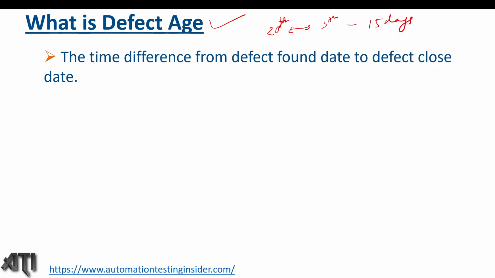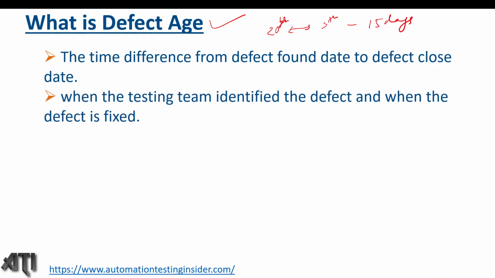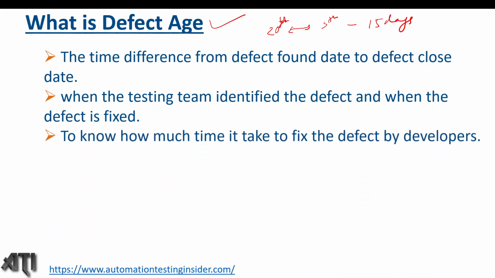This is calculated in days or in hours, between when the testing team identified the defect and when the defect is fixed. So the difference between when we identified the defect and when the defect is fixed tells us how much time it takes the developer to fix the defect. So what is the use of this defect age metric? To know how much time it takes to fix the defects by the developer. So this is nothing but the defect age.